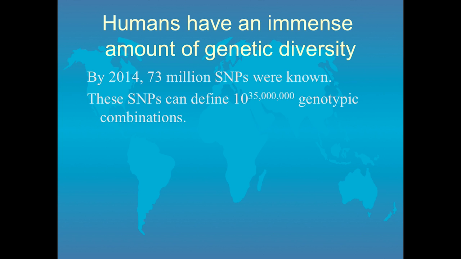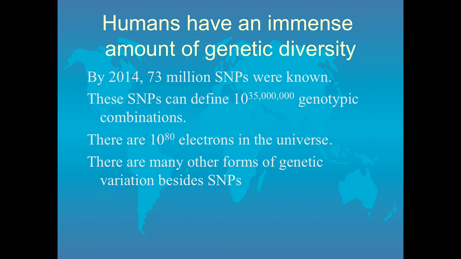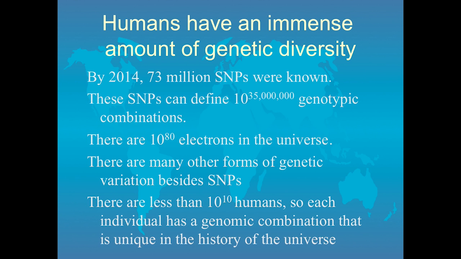And that number is so big, to put it in perspective, the cosmologists tell us there's 10 to the 80th electrons in the universe. Okay? There's also other forms of genetic variation, like copy number variation. So the actual amount of potential genotypic variation in humans is literally astronomical. And there are fewer than 10 to the 10th humans, which means every individual has a genomic combination that is truly unique in the entire history of the universe. It will never, ever be replicated.